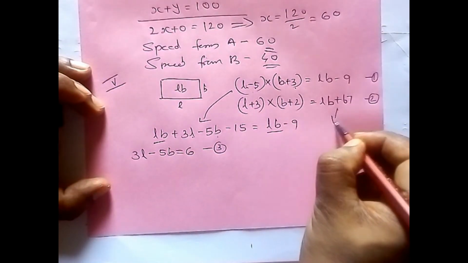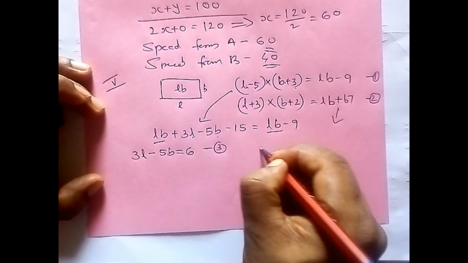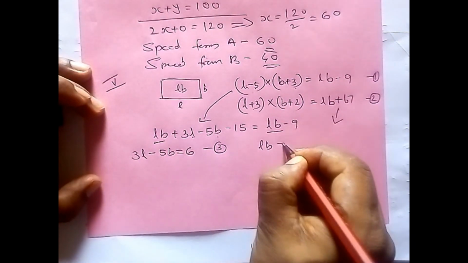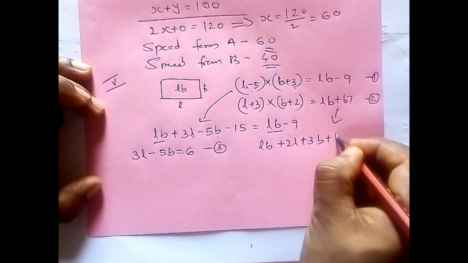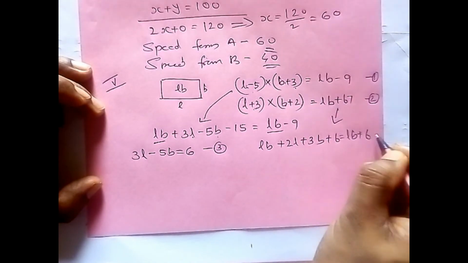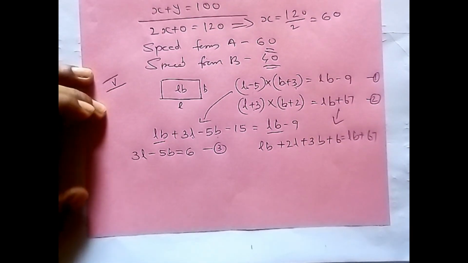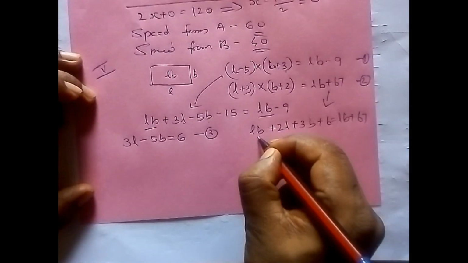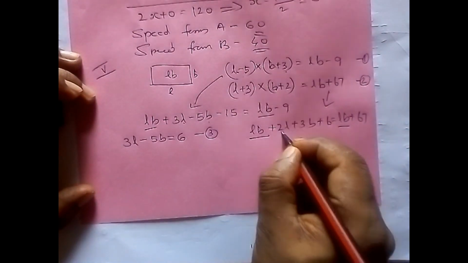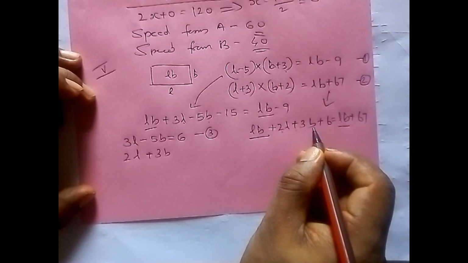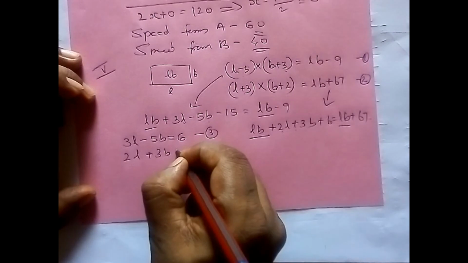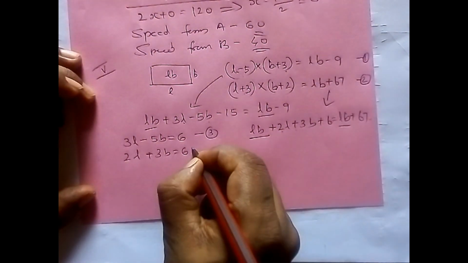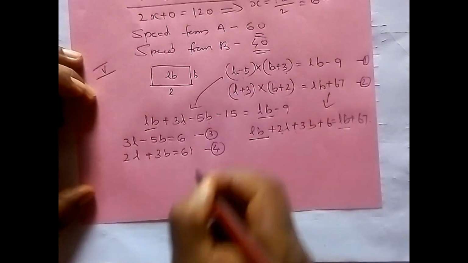And what about this equation? L into B, LB, plus 2L plus 3B plus 2 into 3, 6, is equal to LB plus 67 on the right side. Here again LB gets cancelled, and what we are getting is 2L plus 3B plus 6. Here that is going to minus 6, so equal to 67 minus 6, equal to 61. That is equation number 4.